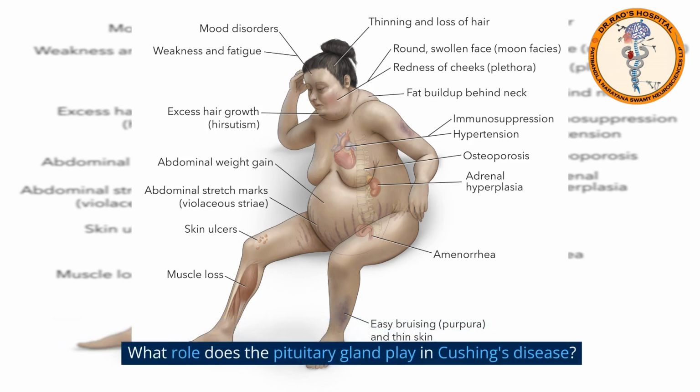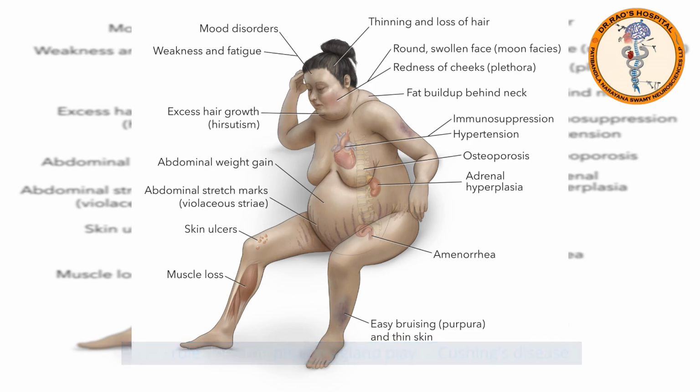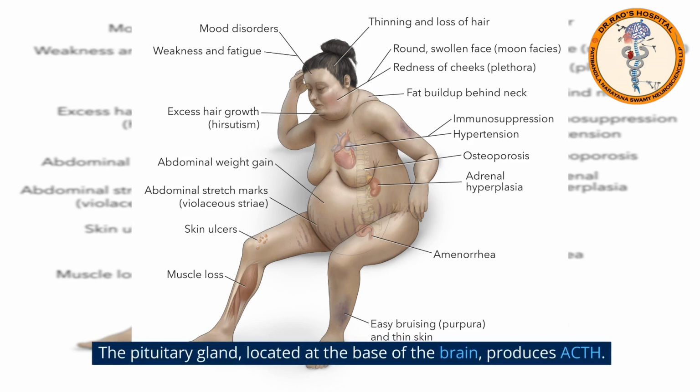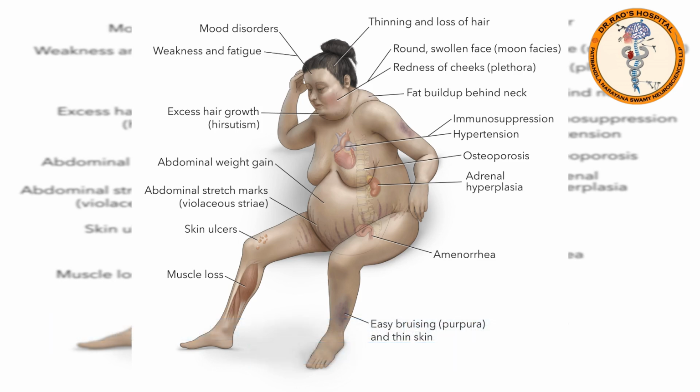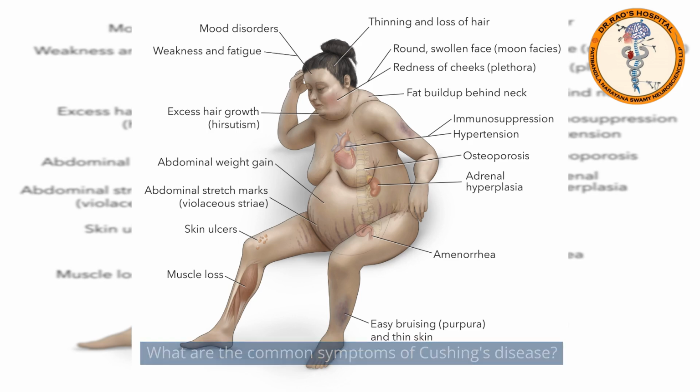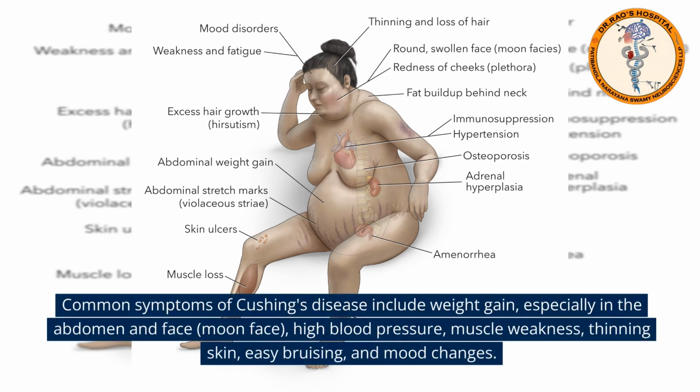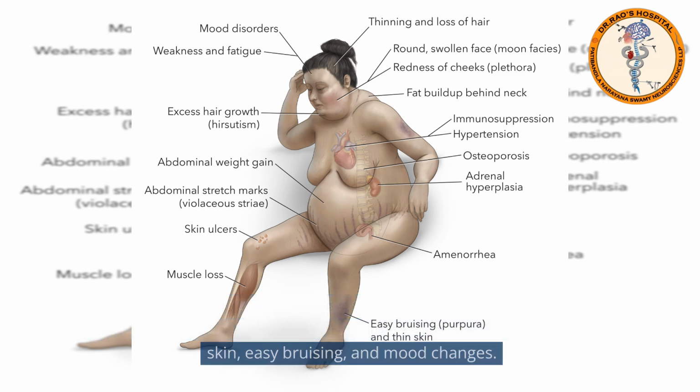What role does the pituitary gland play in Cushing's disease? The pituitary gland, located at the base of the brain, produces ACTH. In Cushing's disease, the excessive production of ACTH triggers the adrenal glands to release excess cortisol. What are the common symptoms of Cushing's disease? Common symptoms of Cushing's disease include weight gain, especially in the abdomen and face, moon face, high blood pressure, muscle weakness, thinning skin, easy bruising, and mood changes.